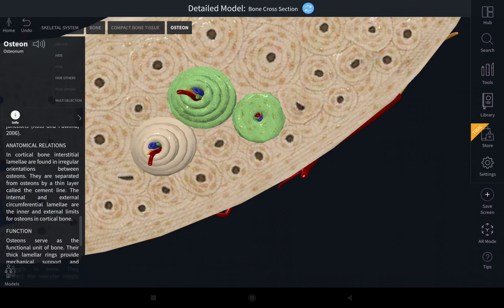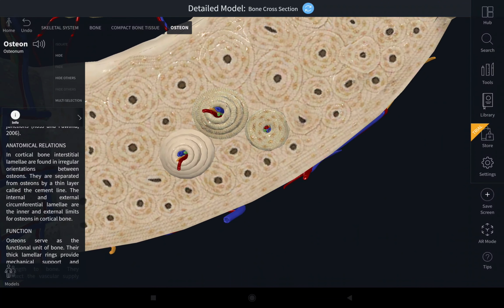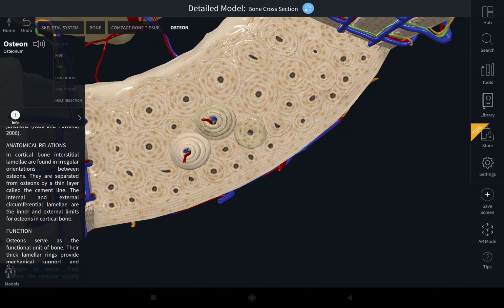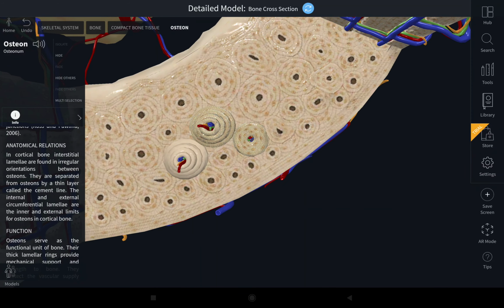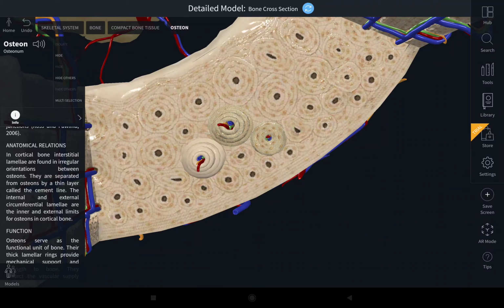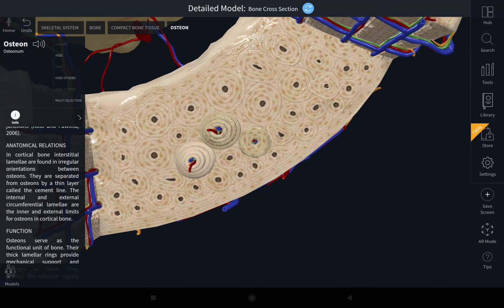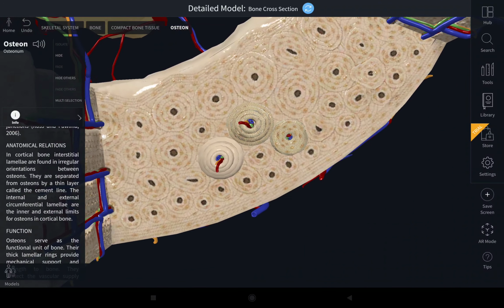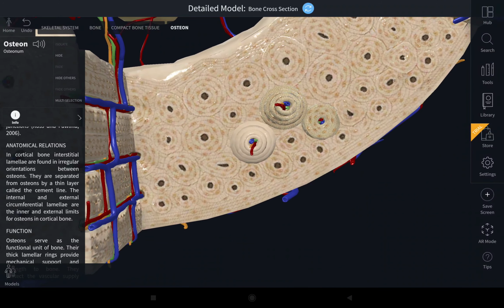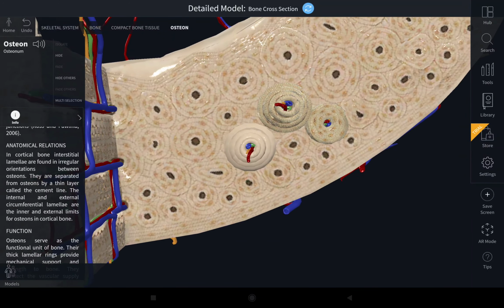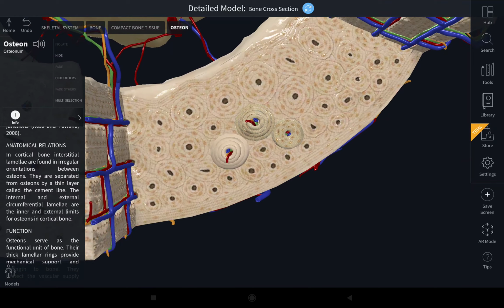Anatomical relations of the osteons in cortical bone. Interstitial lamellae are found in irregular orientations between osteons. They are separated from osteons by a thin layer called the cement line. The internal and external circumferential lamellae are the inner and external limits for osteons in cortical bone.